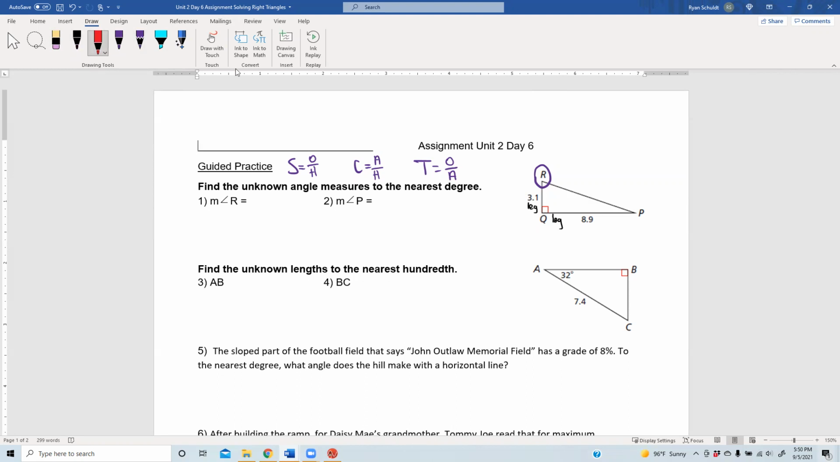Okay, so the 8.9 they gave us, that's the leg that's across from the angle. So that means this is opposite. The 3.1 they gave us, that's the leg that's next to the angle. So it's adjacent. Which one uses opposite and adjacent? That would be tangent. Since we're finding angles, this would be the inverse.